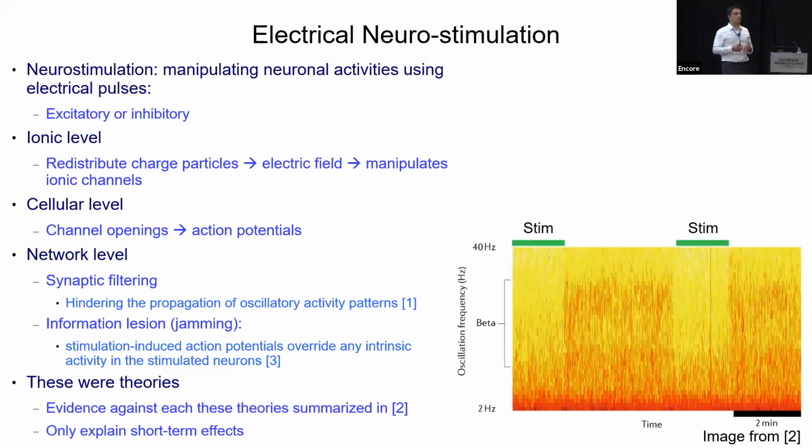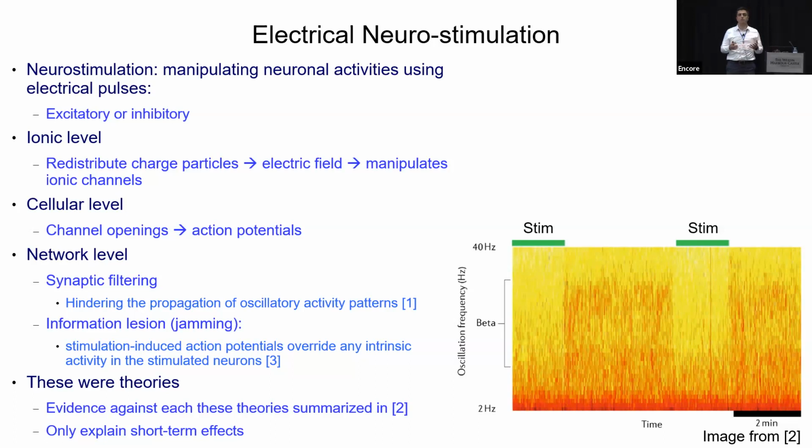And the way that stimulation actually affects neuronal activity can be explained at different levels. At the ionic level, the idea is that electrical stimulation causes redistribution of charged particles, which creates electric fields, which in turn manipulate the opening and closing of channels on neuronal cell membranes. These openings and closings at the cellular level result in generation of action potentials or spikes, the way that our neurons communicate with each other. And that is how electrical stimulation, by artificial generation of these spikes or action potentials, can influence our neuronal activity.